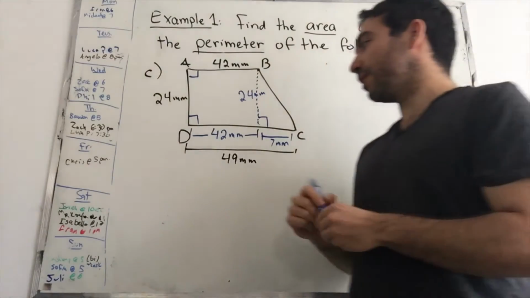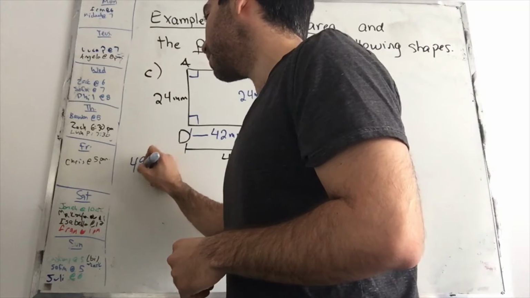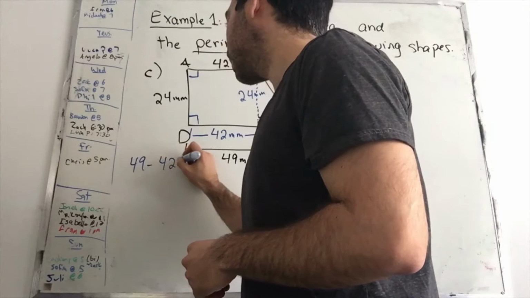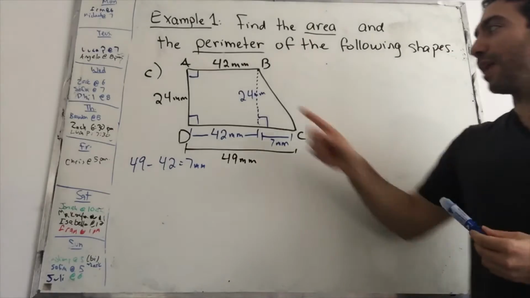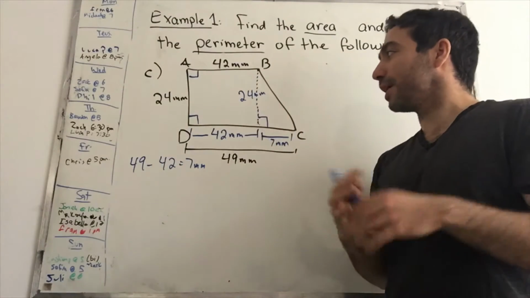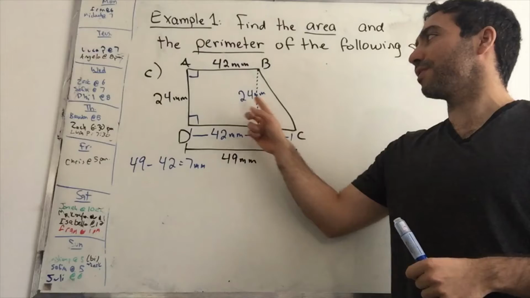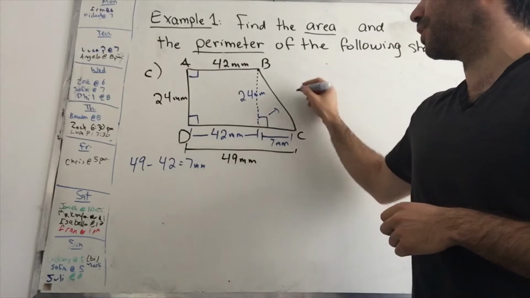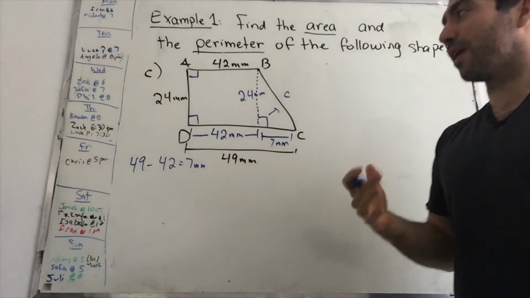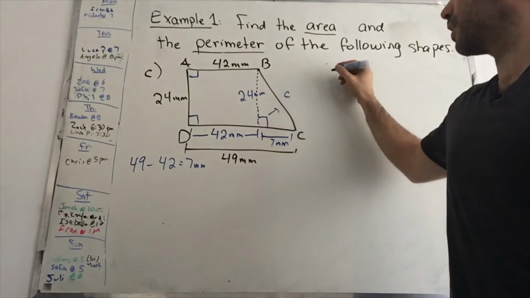Okay, so you do 49 minus 42 equals 7. And that gives us this piece. So now our right angle triangle, we're able to use Pythagorean theorem because we have the base, we have the side, and we're looking for the side that's opposite to the 90 degree, which is your C. We're looking for the hypotenuse. So let's go ahead and solve.